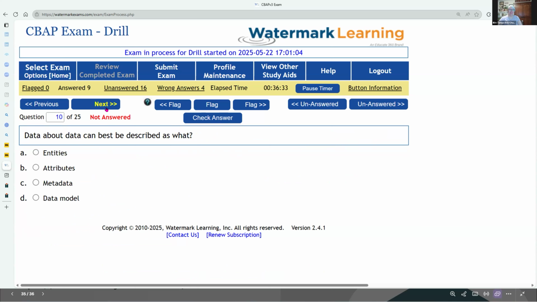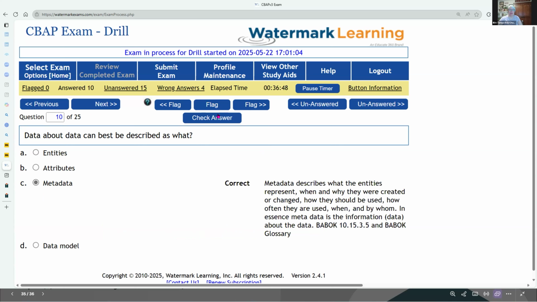Data about data can best be described as what? Are they entities, attributes, metadata, or data model? I'll say C, metadata. I second that. You are correct. Metadata describes what the entities represent, when and why they were created or changed, how they should be used, how often they're used, when and by whom. In essence, metadata is the information or data about the data.